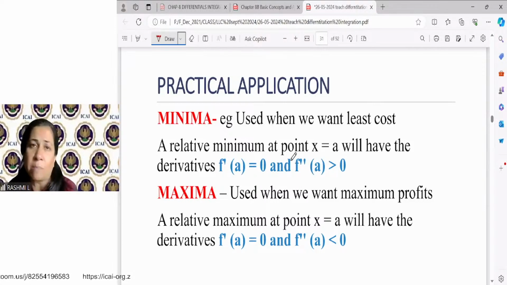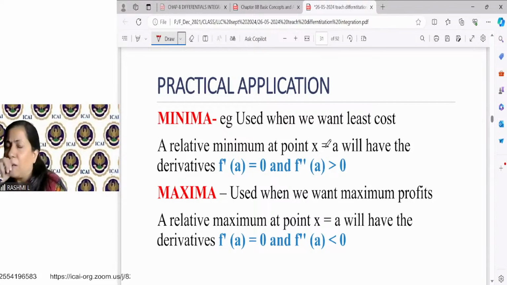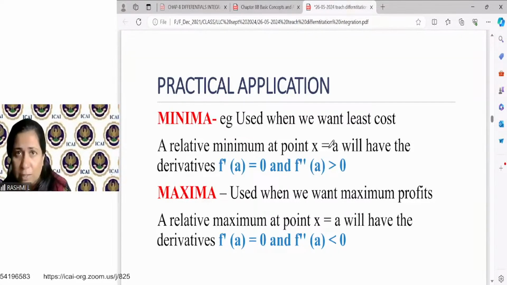When do I want to find the maxima? I would like to find the maxima when I want to maximize the profit, when I want to maximize the revenues. So in that time I will find the maxima. Okay. Now what is the rule that we have to use? A relative minima at the point x equal to a. So you will solve the given function, and then find a point A, and at that point A you will check whether there is a maxima or a minima.